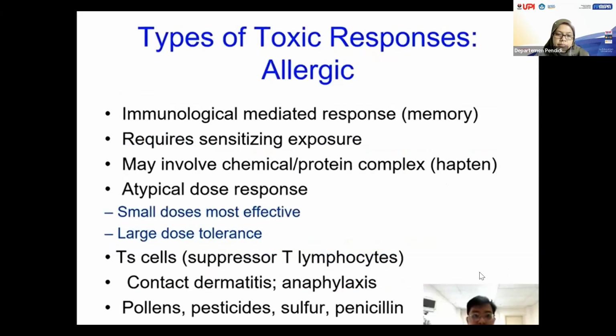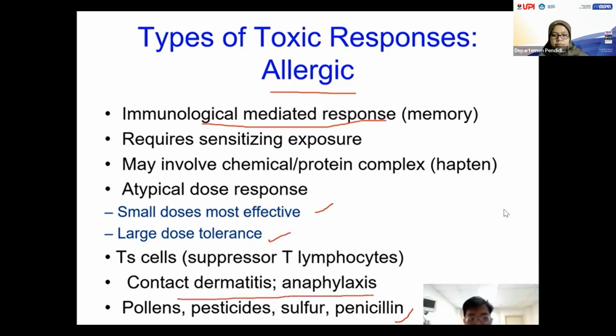Then another one is the allergic response. Allergic response is usually caused by immunologically mediated responses. It can be triggered by certain things like pollen, pesticides, sulfur, penicillin, and so on. Now we know that this one is a typical dose response, which means more dose, more effect, less dose, tolerance. And then usually it's triggered by contact, like contact dermatitis or anaphylaxis.